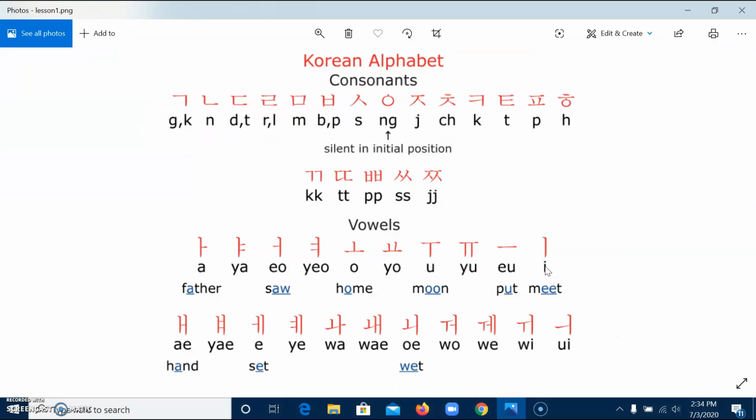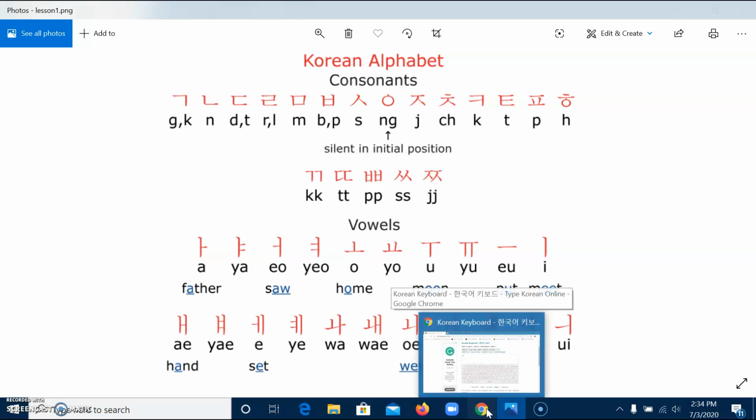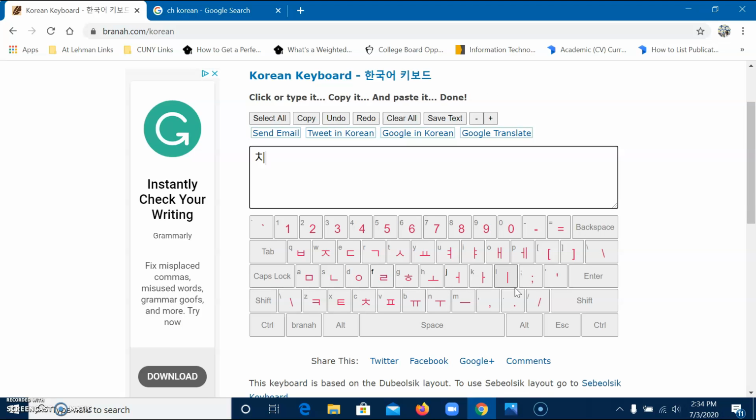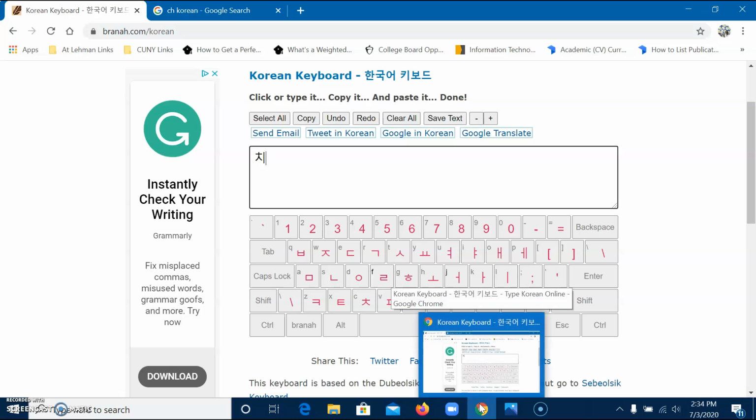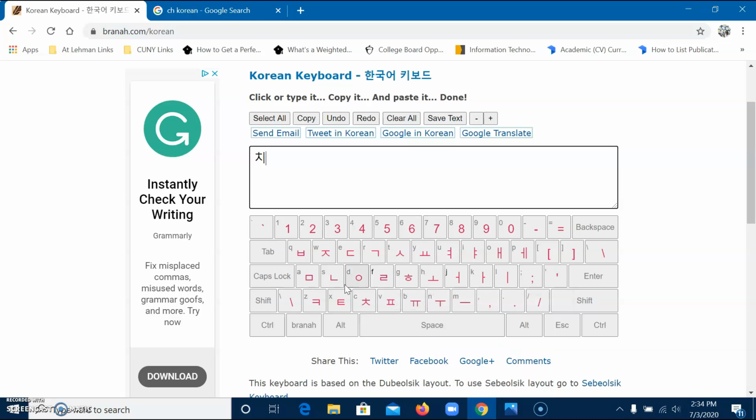That will be this one, although it sounds like I. 친구. Finally, the last one. 진. It's gonna be lastly this character over here.